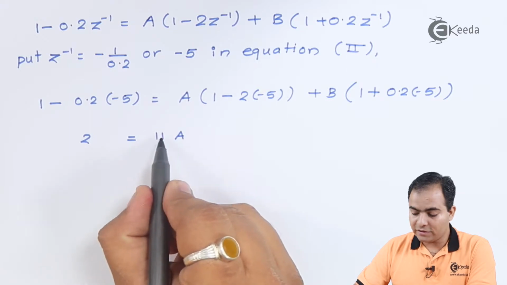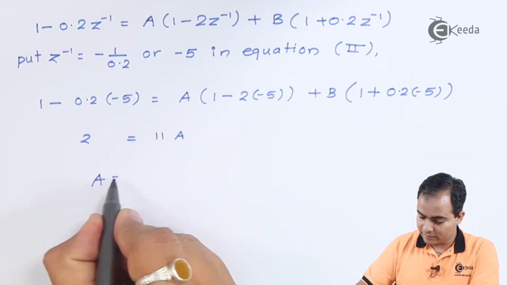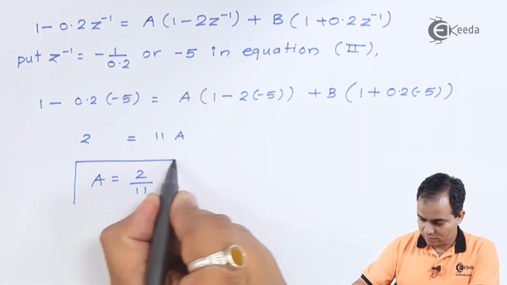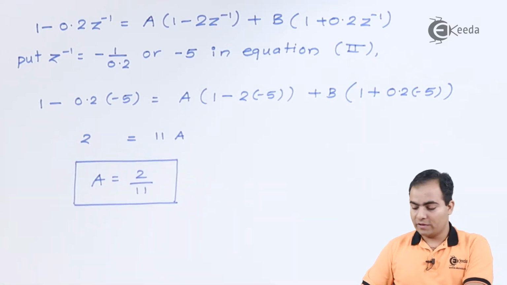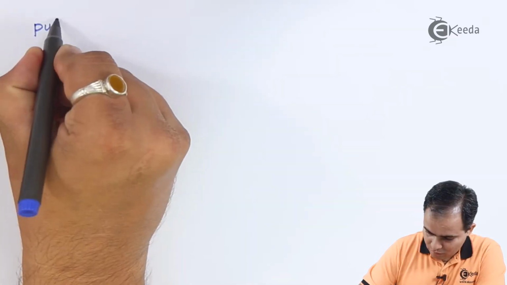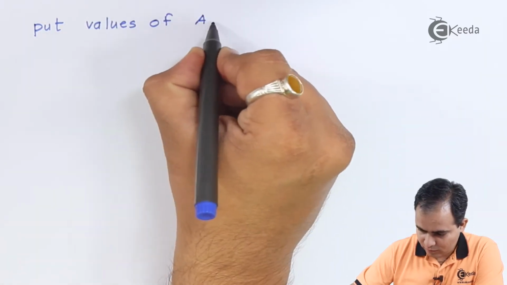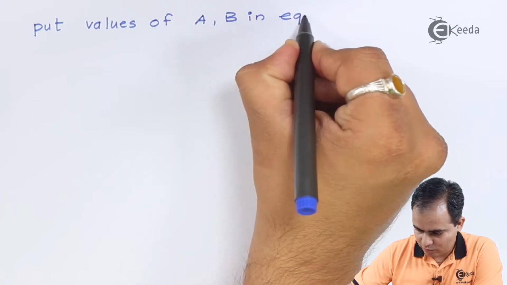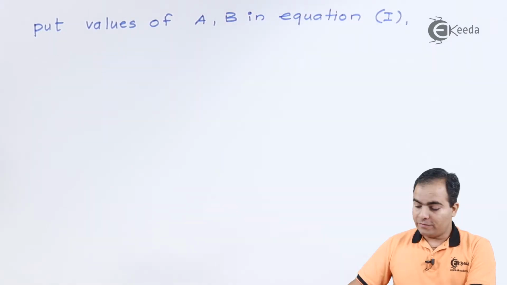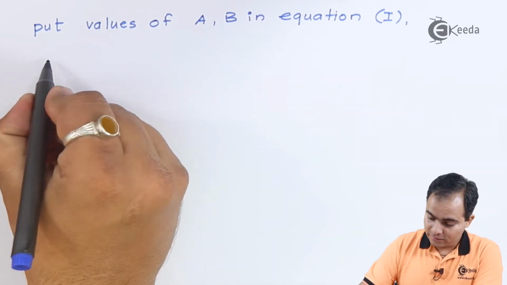Now if I shift this 11 to the left hand side, then we will get the value of a, that is 2 by 11, and this is our result of a. Now simply substitute the values of a and b in equation number 1. Now we are going to substitute the values of a and b in equation number 1.